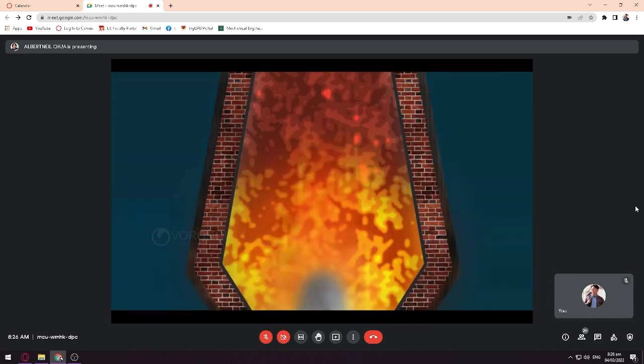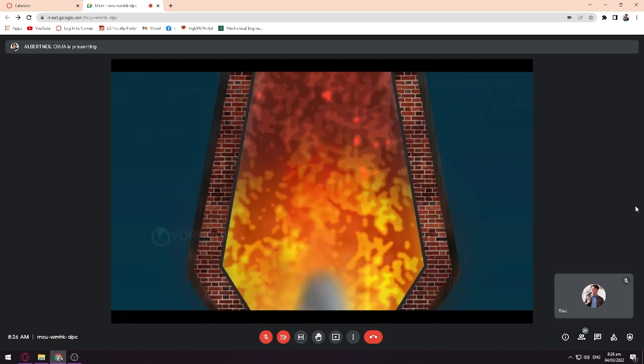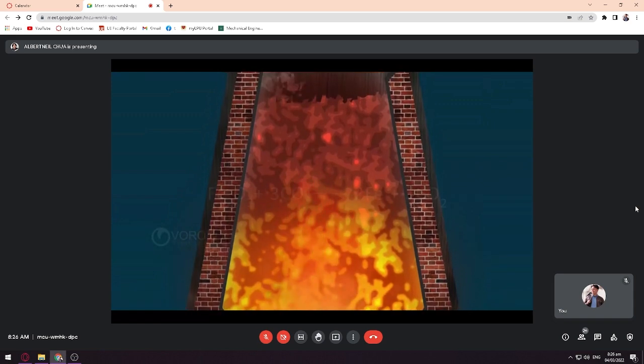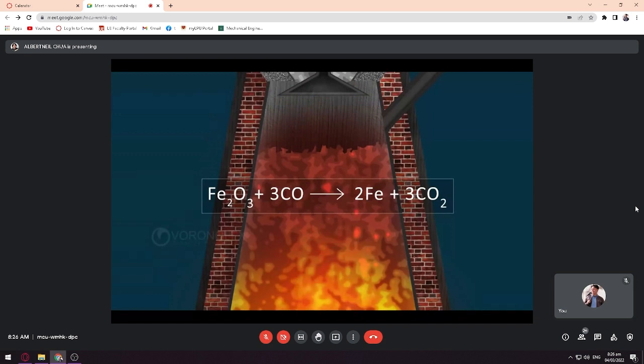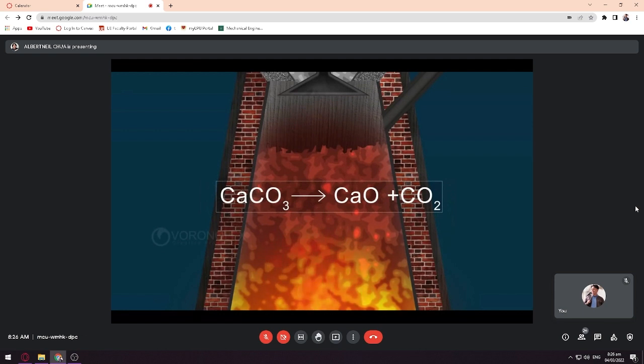Due to this reaction, a large amount of heat is released, and thus the temperature of the blast furnace increases to 2000 degrees Celsius. Carbon monoxide formed in the furnace reduces the ore. Fe2O3 on reaction with 3CO forms 2Fe and 3CO2. At high temperature, calcium carbonate decomposes to form calcium oxide and carbon dioxide. CaCO3 forms CaO and CO2.